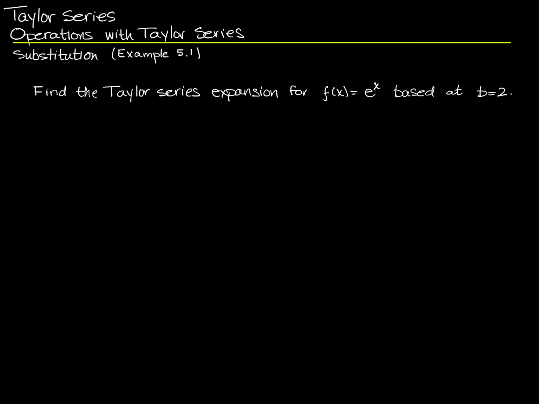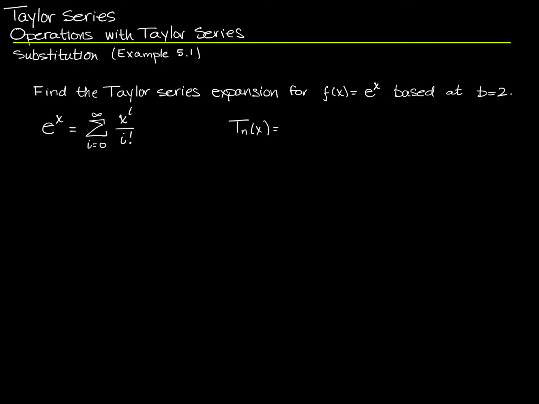In this problem, we're asked to find the Taylor series expansion for f of x equals e to the x based at 2. Well, we know the Taylor series expansion for e to the x, and in fact, we know that that's one of those functions that actually equals its Taylor series. We have e to the x is equal to the sum as i goes from 0 to infinity of x to the i over i factorial. Well, remember that the formation of a Taylor series comes from the Taylor polynomial.